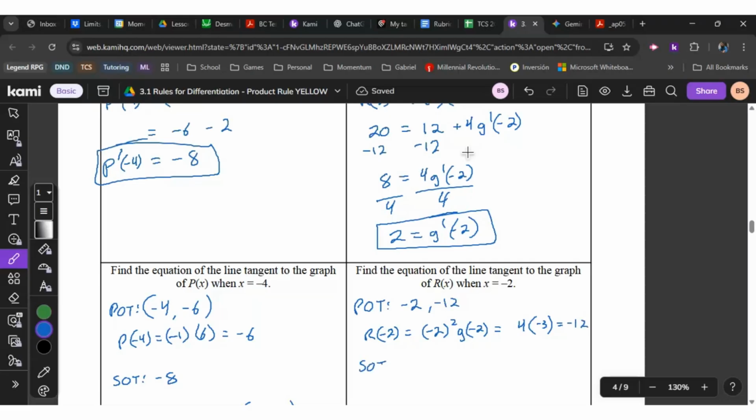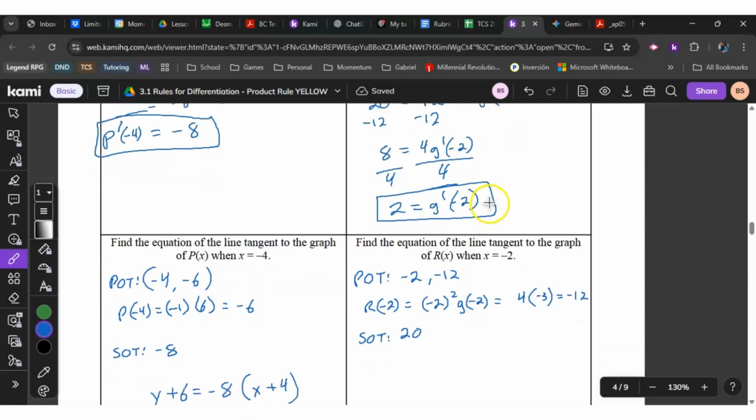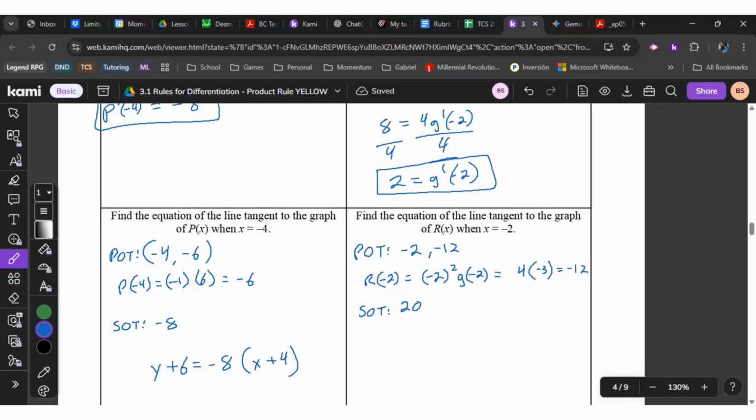My slope they gave to us, I didn't even have to find it. This is the one that was just 20, right? It's just 20. Yeah, they gave it to us, remember? R prime of negative 2, they gave it. So then it's y plus 12 equals the slope times x minus the x coordinate, so x plus 2.